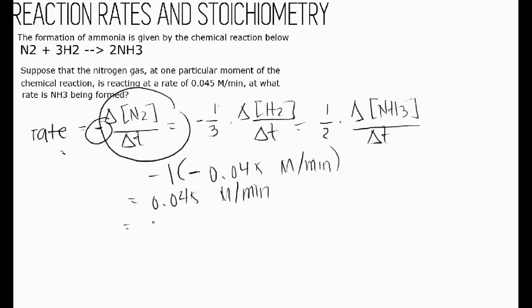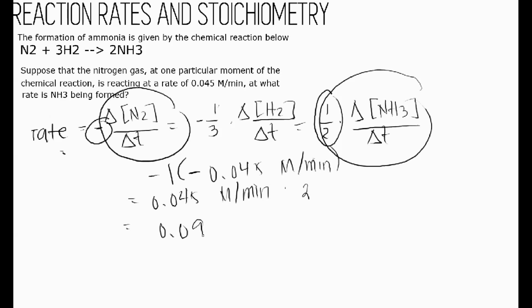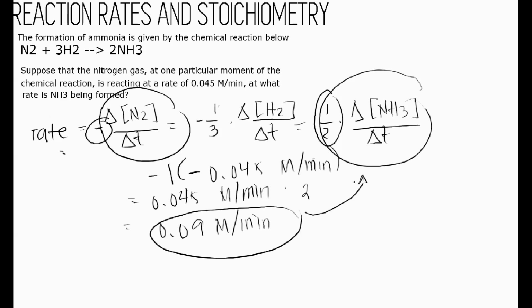So next, we are just finding the change in the concentration of ammonia over change in time. We are not including 1/2. So what we are going to do is divide 0.045 molarity per minute by 1/2, or basically you can just multiply it by 2. This gives us 0.09 molarity per minute. And now we have the rate of ammonia being formed. So that's it. I hope reaction rates and stoichiometry become quite easier now.